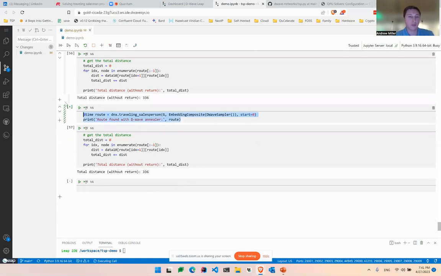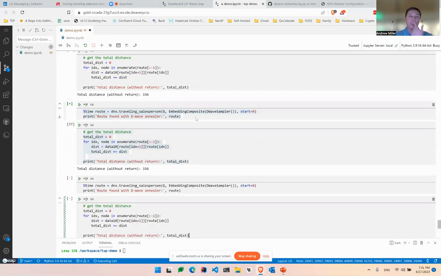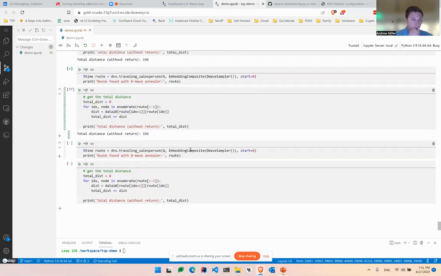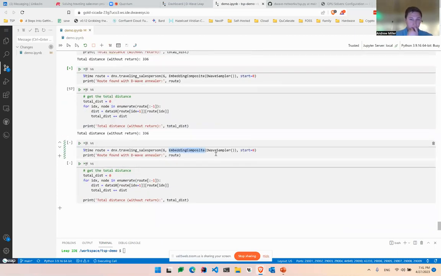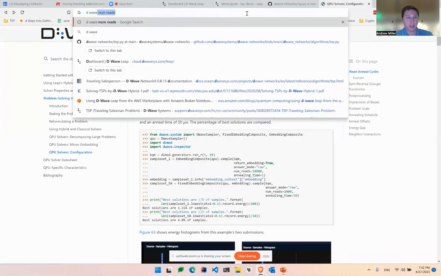And while this is running, what I want to do is create one that is using a hybrid system, just to kind of finish off the presentation, because this is really the end of what I wanted to show. So instead of DWave sampler, now there are other samplers. DWave hybrid.